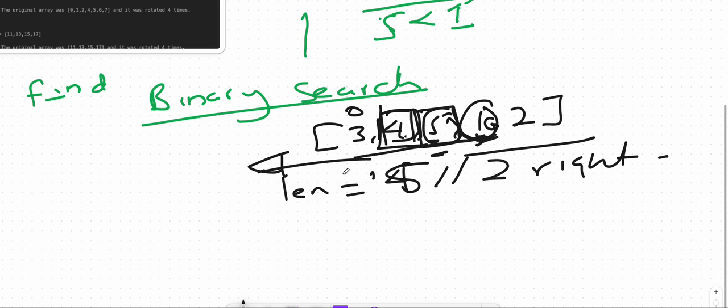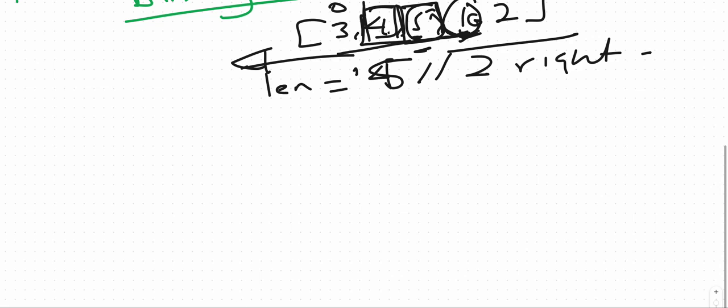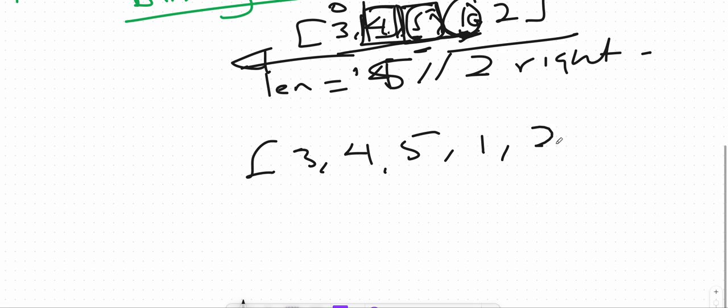Maybe I will make a video about the binary search algorithm and give more explanation of how it works. But for now, the main thing you should be aware of is the main characteristics of 3, 4, 5, 1, and 2. Focus on these 2 points.